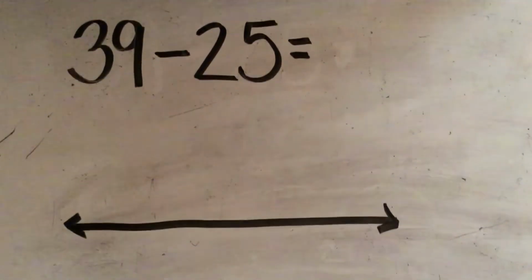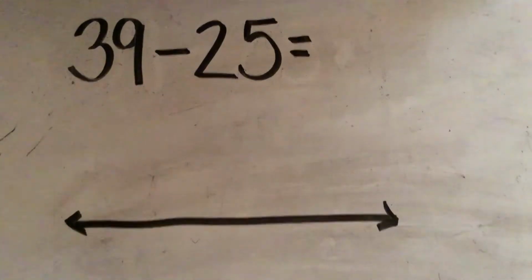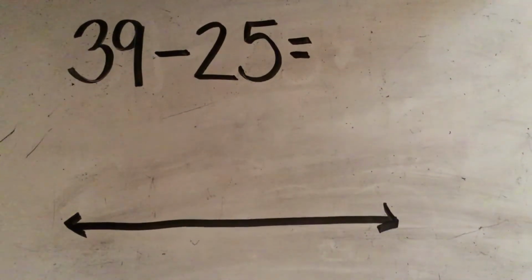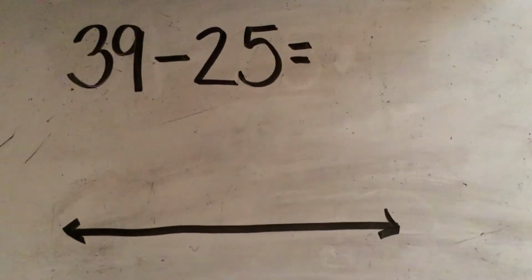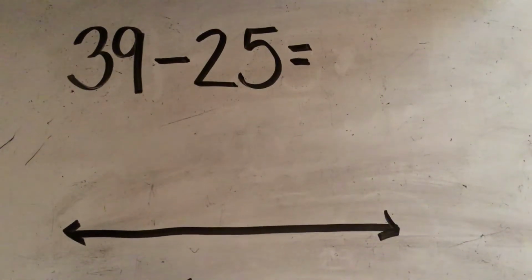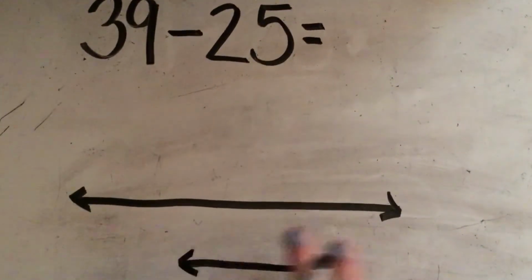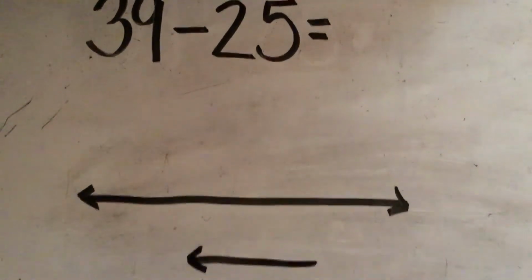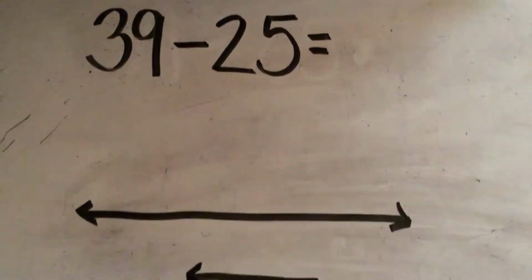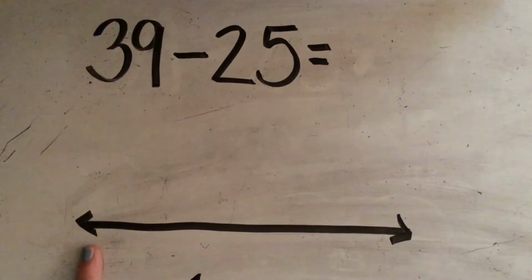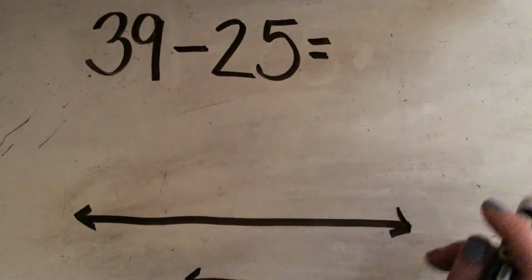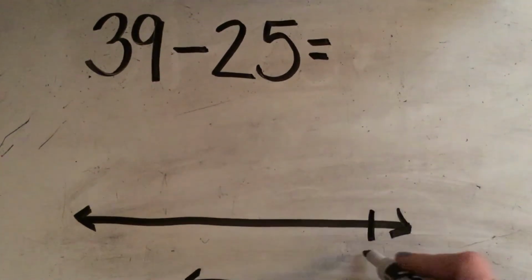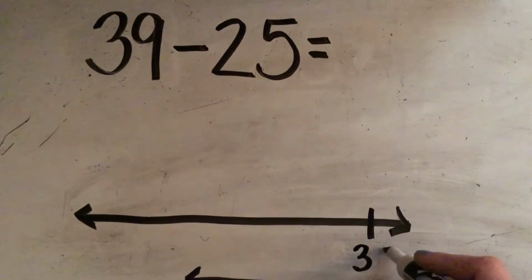So when we use the number line strategy, you want to start with your first number, and my number is 39. Now when we're subtracting, we're going to move left on the number line, which means our numbers are getting smaller. And when I label 39 on the number line, I'm not going to start over here on the left. I'm going to start on the right because that is my largest number. So 39.